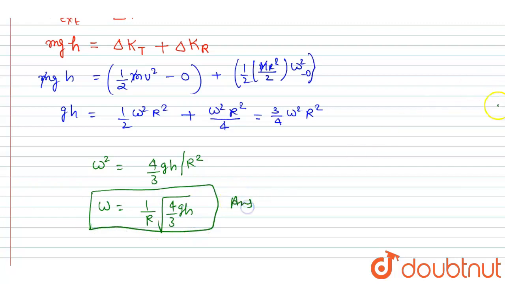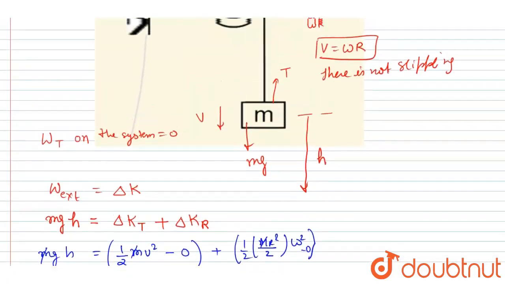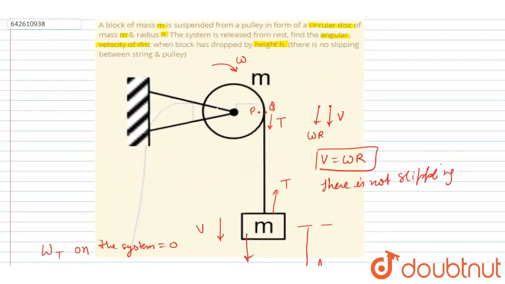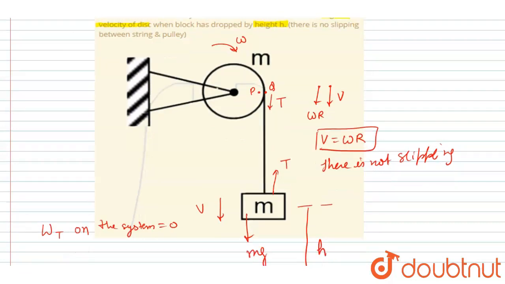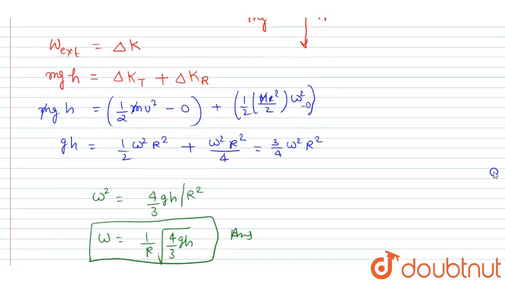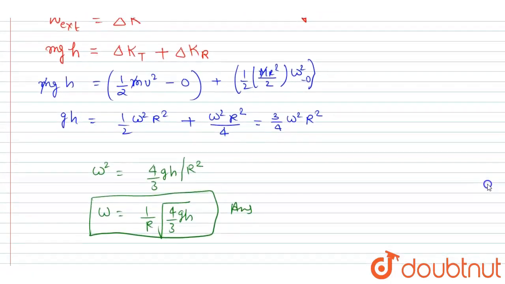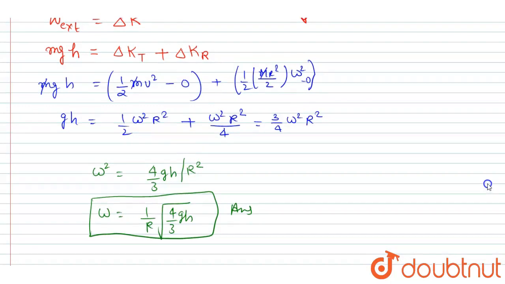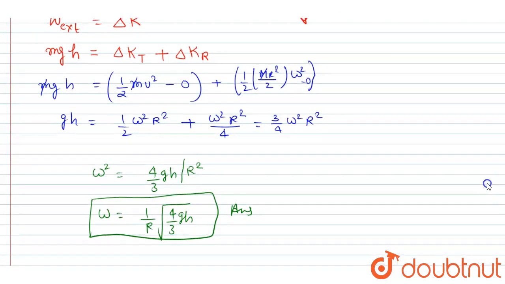Simple. Now see the question again. This was our question. When the block goes down by a height h, the angular velocity of the disk was to be calculated, and we got that angular velocity equals 1 by r under root 4 by 3 gh.